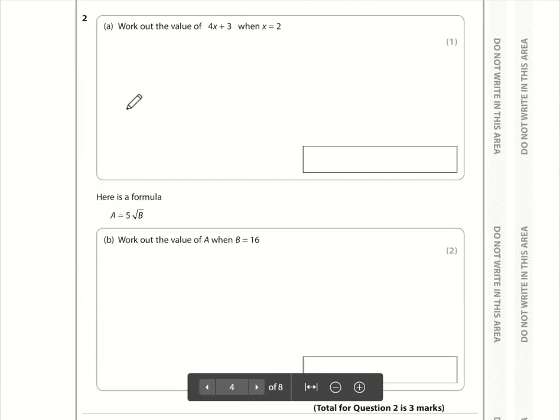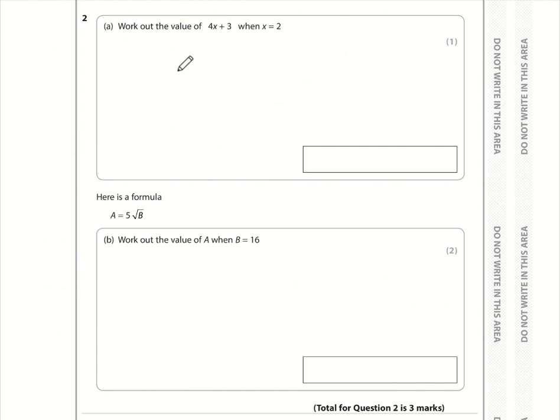Question number 2, work out the value of 4x plus 3 when x is 2. Well, if x equals 2, then 4x equals 4 times 2, which is 8. So if it's 4x plus 3, it's therefore 8 plus 3, which is 11.